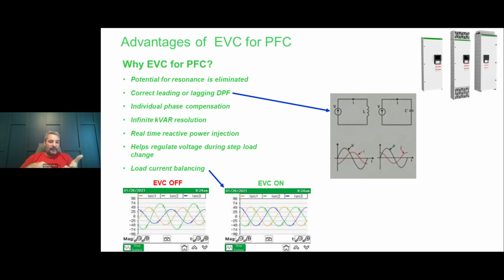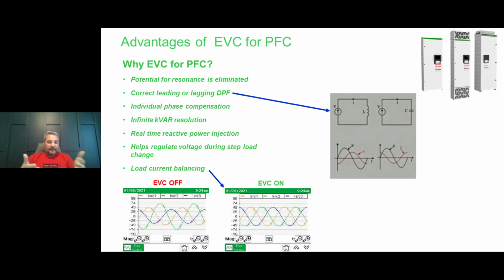And you can inject real-time VAR injection, so you can use this device to correct flicker, to support the voltage in your network, or let's say you have a motor starting often and you need to support the voltage. Well, you can use this type of device to do it.